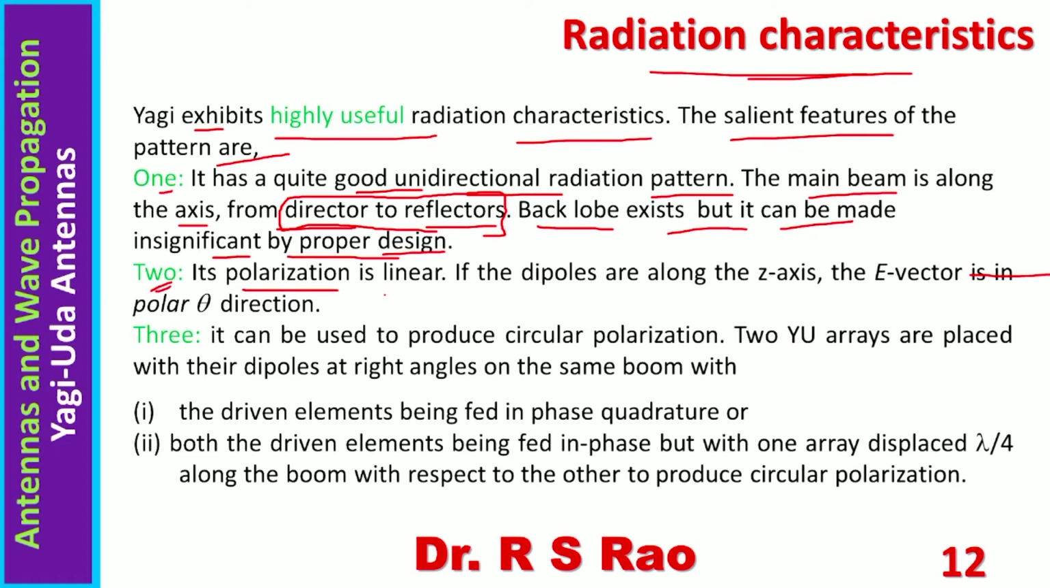Second point, its polarization is linear. If the dipoles are along z-axis, the E vector is in polar theta direction. Third one is it can be used to produce circular polarization.